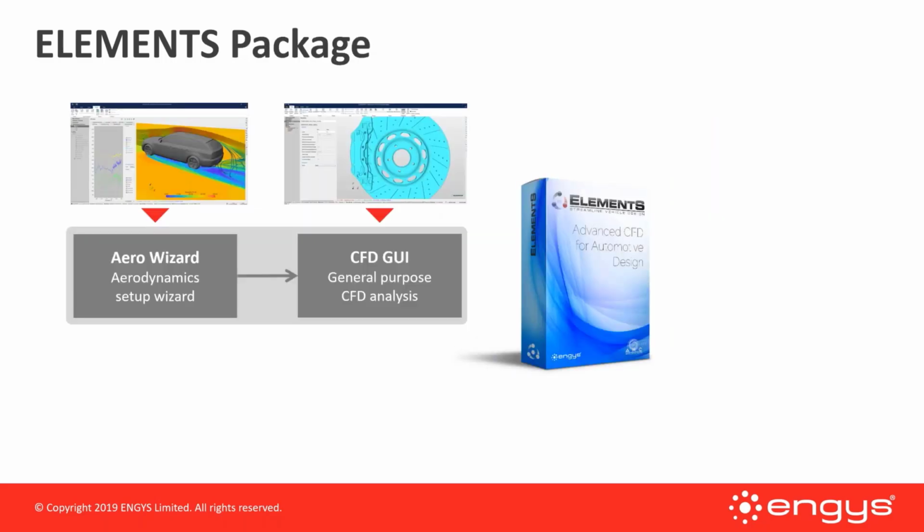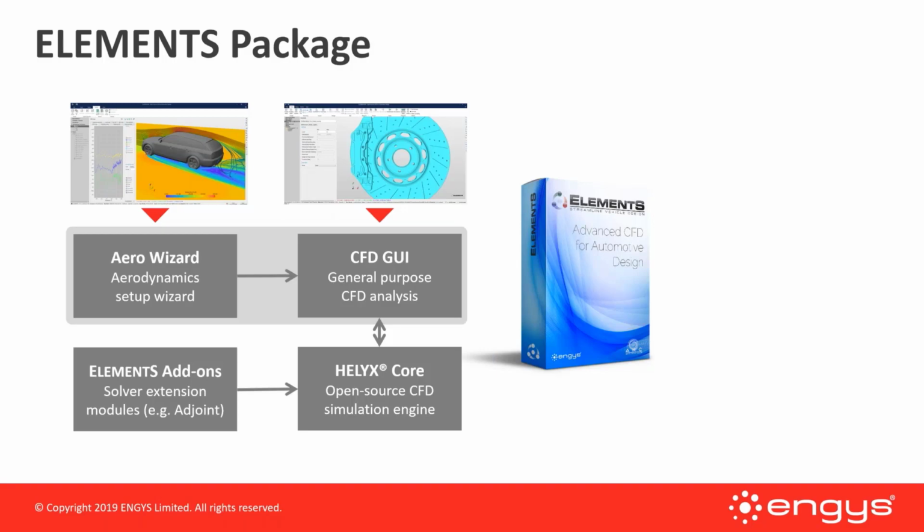So within the Elements package, there's a general CFD GUI, exactly like HELIX. So you can do general CFD: conjugate heat transfer, compressible, incompressible, multi-phase cases. And then also there's an Aero wizard, which allows you to set up external aerodynamics cases. Again, all of this is over top of the HELIX core, which is an open source CFD simulation engine. And with this entire framework, we're able to add additional things, which are Elements add-ons, solver extensions for things like adjoint, coupled, things like that.